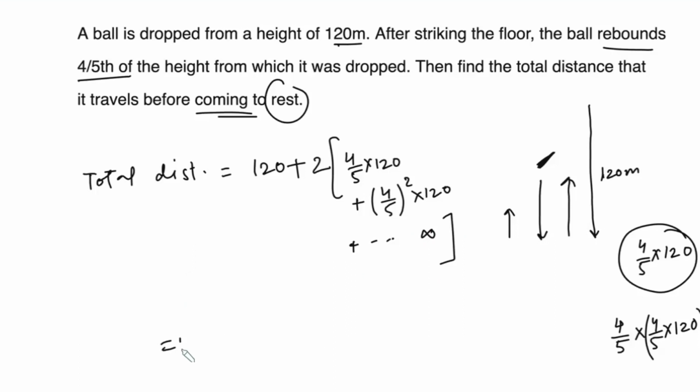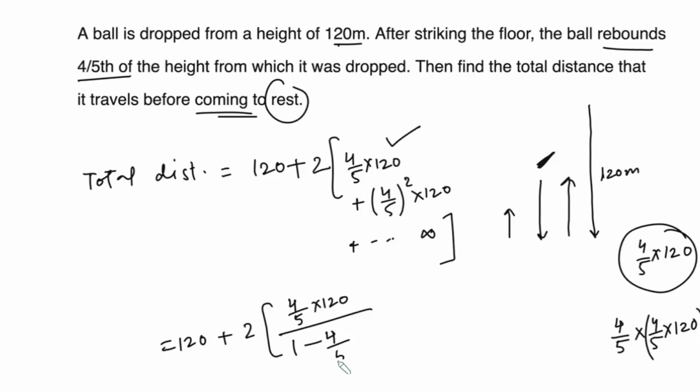And that is equal to 120 plus 2 times, and the series that we got here is an infinite GP, whose sum is A over 1 minus R, which is 4 over 5 times 120 over 1 minus R. And R here is 4 over 5.